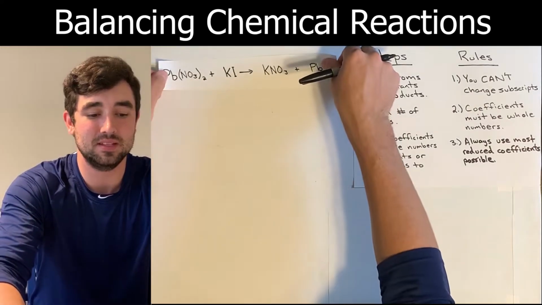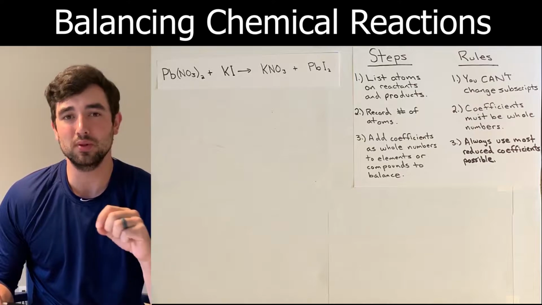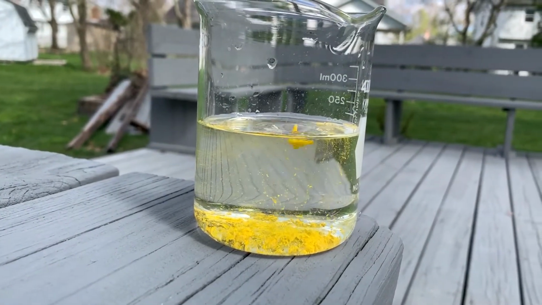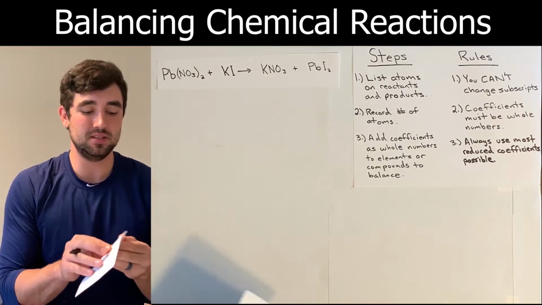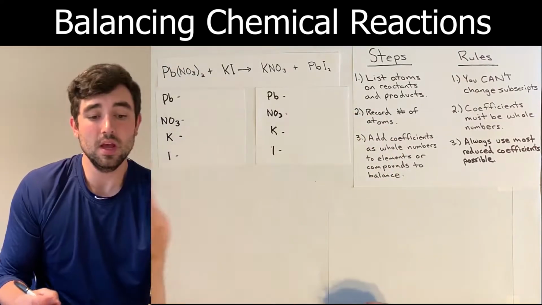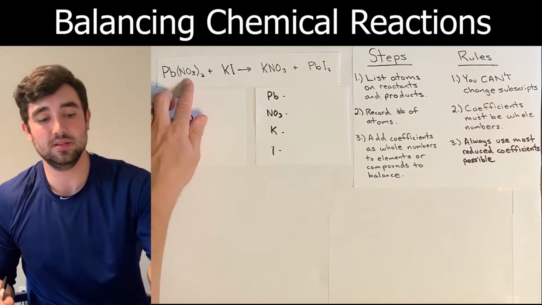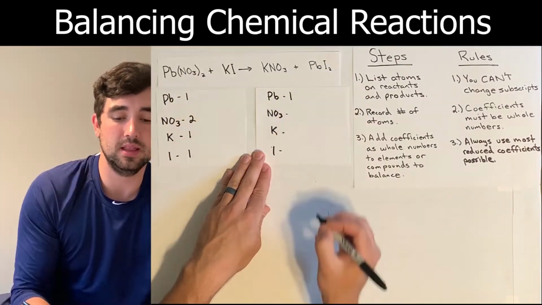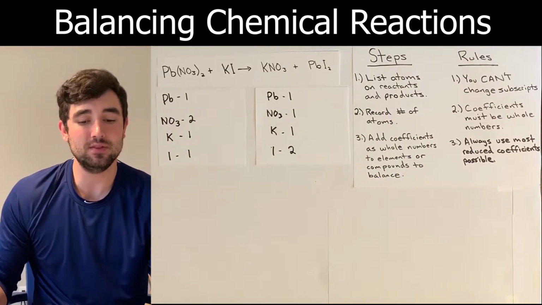Golden rain from the last video. This would have been our lead nitrate and potassium iodide double replacement reaction. Now, we want to do the exact same processes we've been doing this entire time. We want to list the things that we have. On our reactants, we have 1 lead, 2 nitrates, because there's a subscript 2 on the nitrate, and 2 iodides.